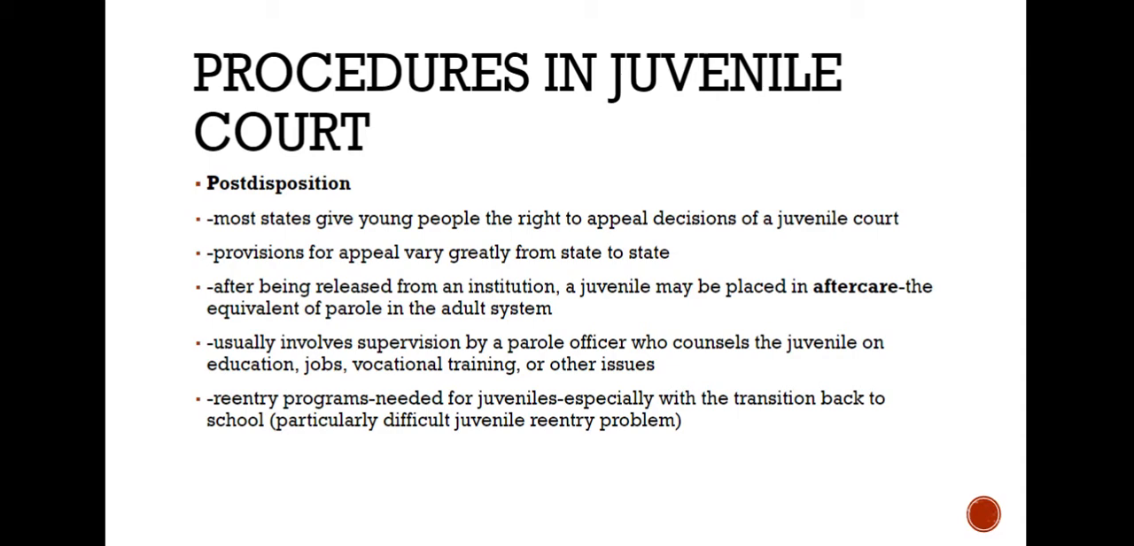Now, here's where I want you to get down on this slide. After being released from an institution, a juvenile may be placed in aftercare. That is the equivalent to parole in adult society. And we talked about with probation, you're going to have to meet with a parole officer, et cetera. You're also going to have to commit to things like education. You got to be at school. If you're working, you got to find a job, or you might have to find a job, or do some other form of vocational training.